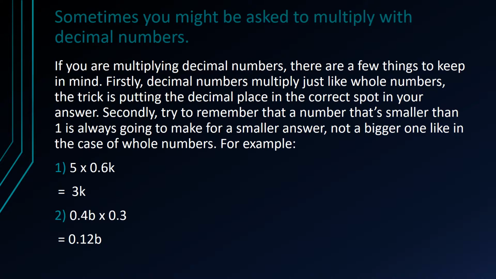In the second example, 0.4b times 0.3, the answer here is 0.12b. Now if you looked at it and you multiplied, say, 4 by 3, you'd end up with 12. But because both 0.4 and 0.3 are numbers that are smaller than 1, your answer, when you multiply them, is actually going to get smaller, not bigger. So in this case, it ends up being 0.12b.